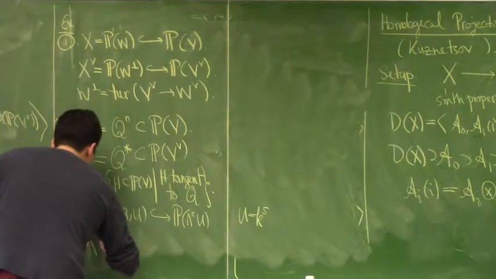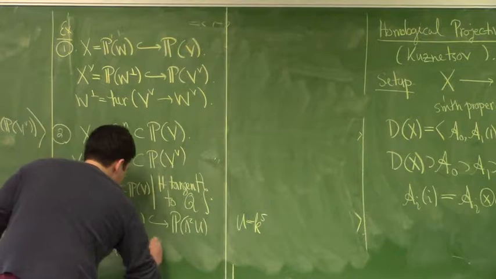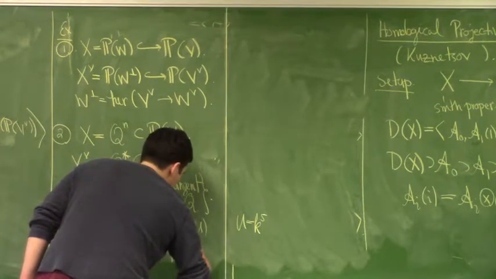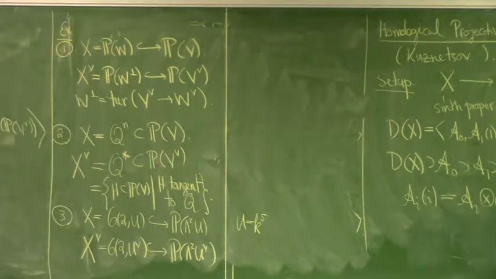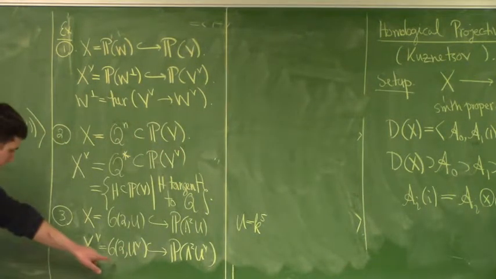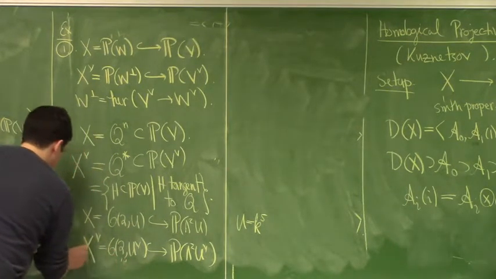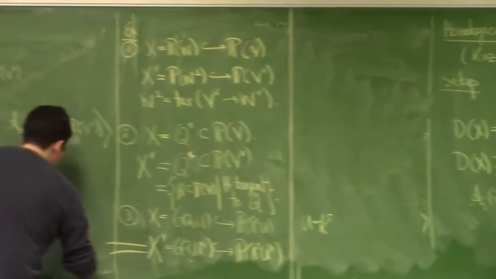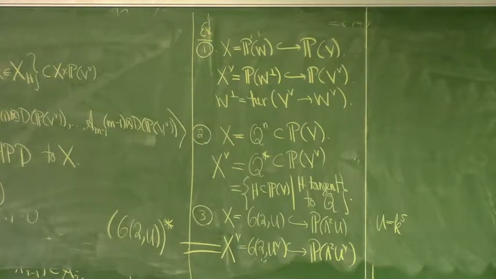And the dual in this case is actually just the embedding of the dual Grassmannian into wedge 2 of U dual. And so I should point out that this is equal to the classical projective dual of this Grassmannian. Okay, so maybe just a couple of comments about these examples.